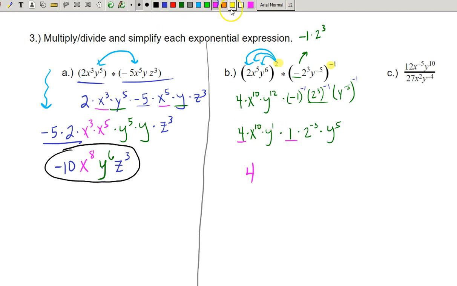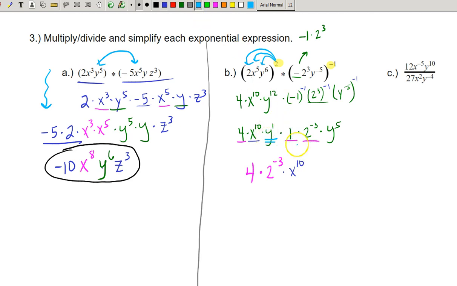Actually, we have more than that, right? We have a 2 to the negative 3 in there. I'm going to put that down here as 2 to the negative 3, because that's still a number also. Then let's go to the x's, right? So we have an x in here, and there's no other x available. So that's not going to be able to multiply with anything else, so that's going to stay as x to the 10.